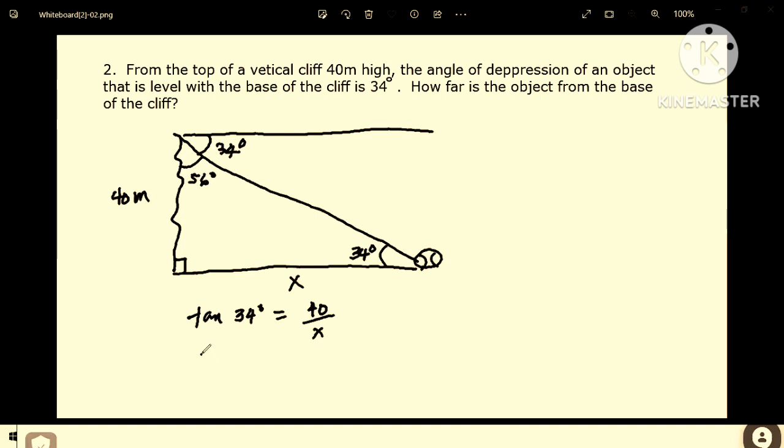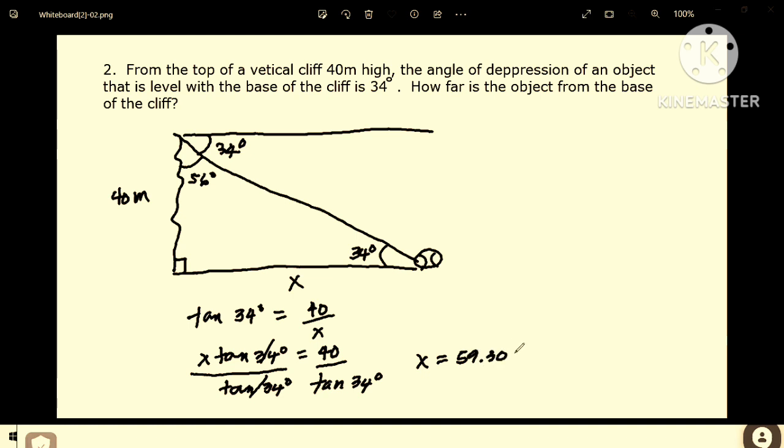Again, we cross multiply. x tan 34 is equal to 40. So how do we solve for x? Just divide both sides by tan 34, right? So 40 over tan 34 degrees. So what is x, no? That will cancel out. So x now is equal to 59.3 meters, no? Okay, and that's it, no?